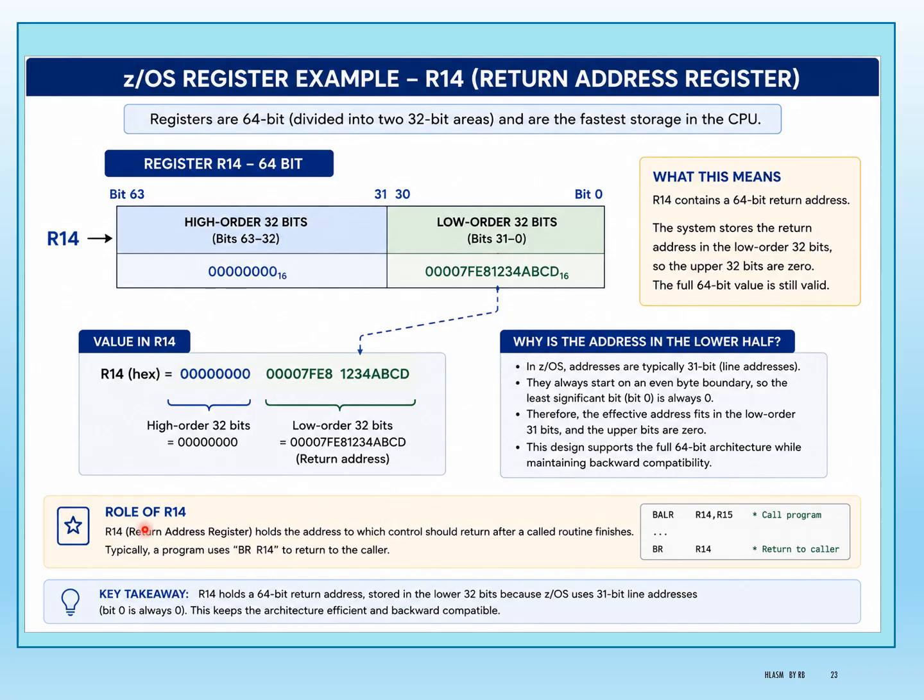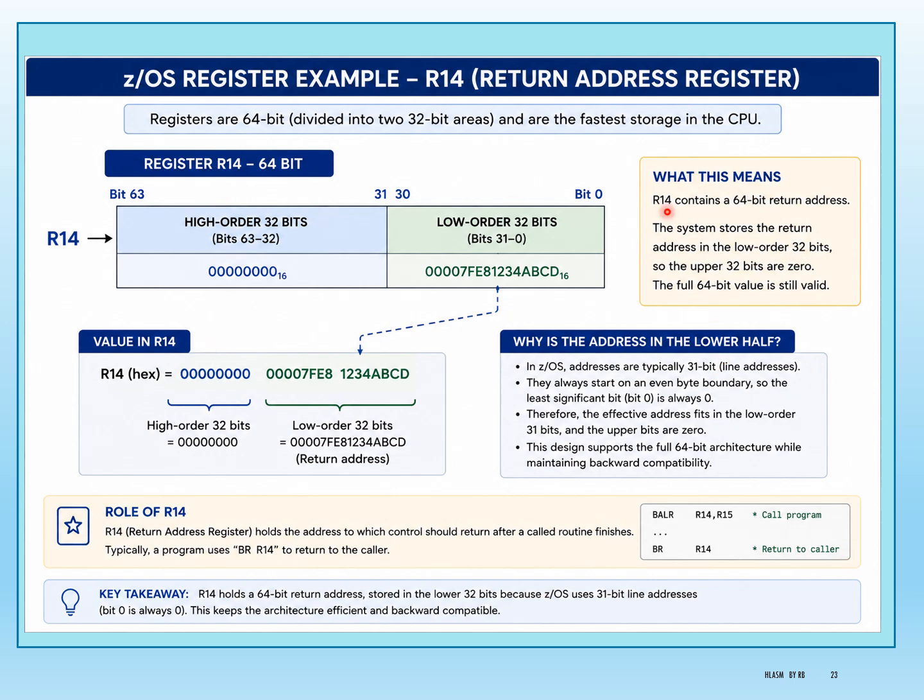So what does the R14 do? As I said, it is a return address register. So when a program is called, I'm saying, oh, I'm called from so and so program, and I'm storing that value in R14, and in the end I'm telling you branch back to return back to the caller. This is the example of one of the registers.